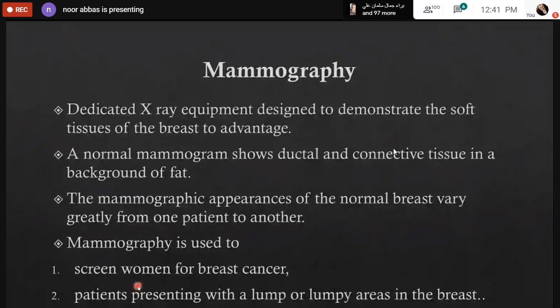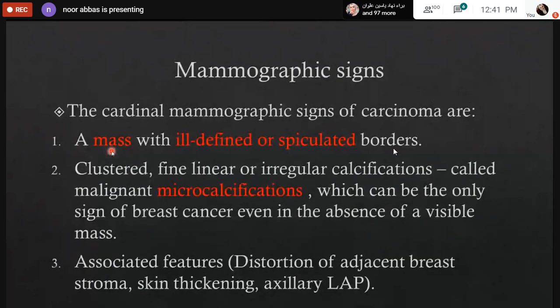Okay, because mammographic signs of carcinoma is a must. وخلوا بالكم هذا الحكي اللي راح أذكره هنا is a generalization. يعني هذه فد idea عامة، ناخذها كفكرة لكن we leave the experts to decide. It is a mass with ill-defined or speculated border. Okay. How it is seen as clustered fine or irregular calcification called malignant microcalcifications.